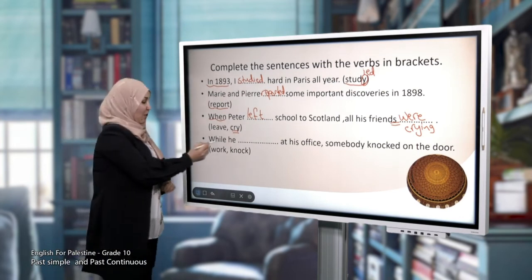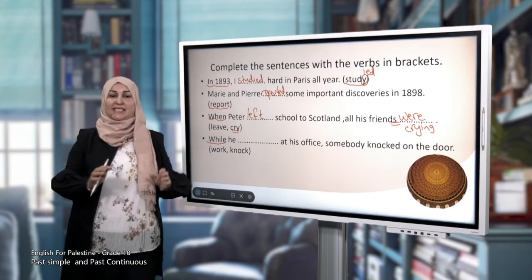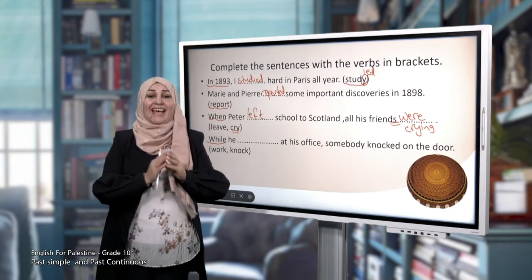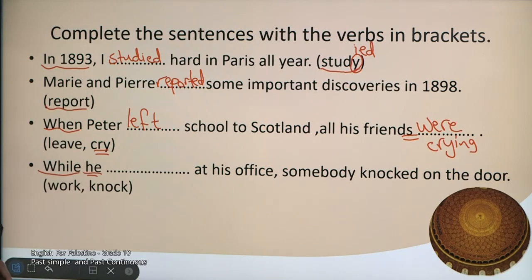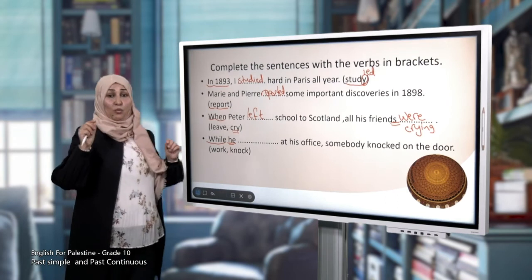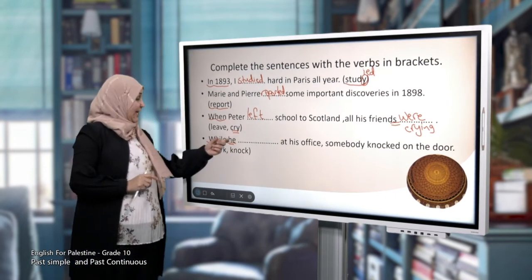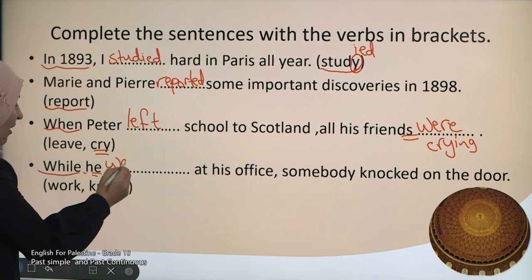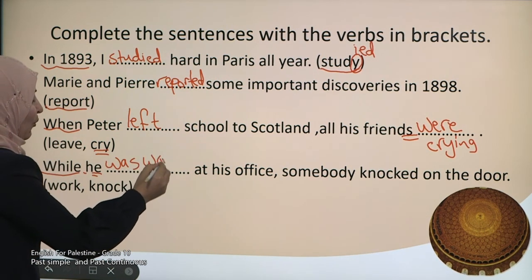While he was working at his office, somebody knocked on the door. Here we have while. With while, the first sentence will be past continuous. We have he, and the rule is was or were plus ing. So, he is singular. We use was, and work becomes working.